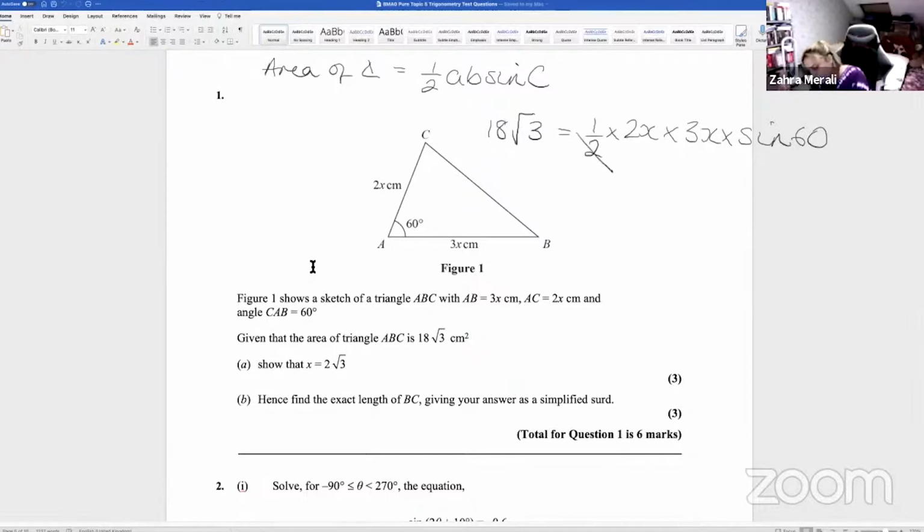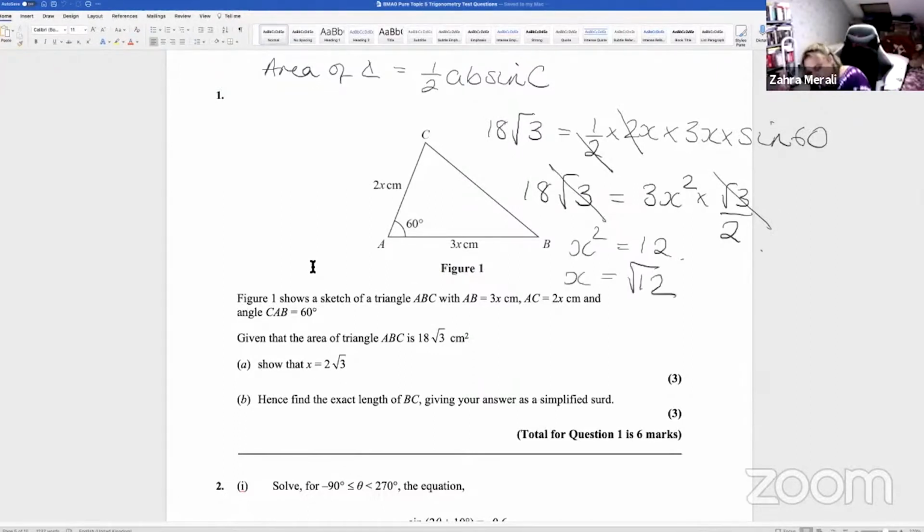If we just go through this, we'll cancel that out. So we've got 18 root 3 equals 3x squared times root 3 over 2. We can do 18 times 2 divided by 3, which gives you 12 because the root 3's cancel. So x squared equals 12, so x equals root 12, which is the same as 2 root 3. Nice and easy. Then it says find the exact length of BC.